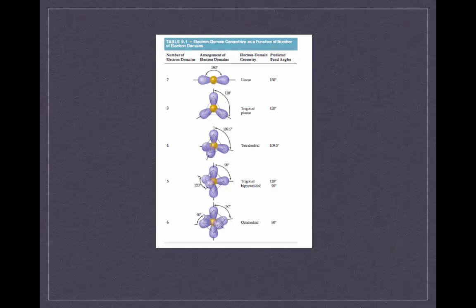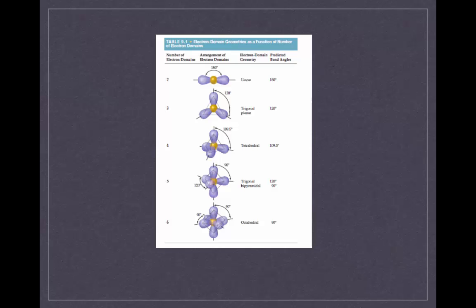This is just looking at the number of electron domains. So for example, if I have two electron domains, my shape is going to be linear, and the angle between the two atoms is going to be 180 degrees. Now, if I have three electron domains, the electron domain geometry that is taken is trigonal planar. If you notice, there are three purple lobes here, so the angle between each of these is going to be 120 degrees.